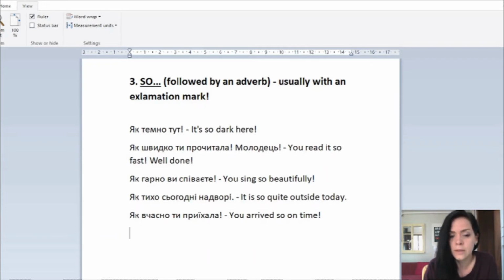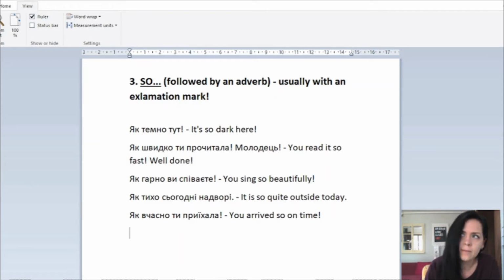And the last one, for number 3. Як вчасно ти приїхала? You arrived so on time. So our adverb here is вчасно. Вчасно means on time as an adverb. Ти means you, and приїхала means came or arrived.